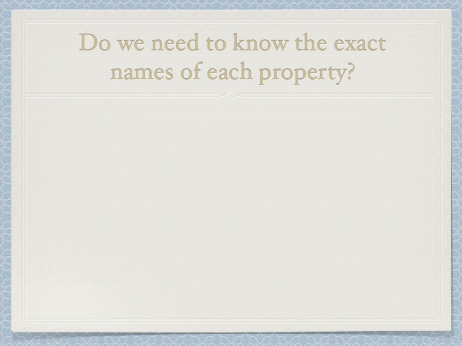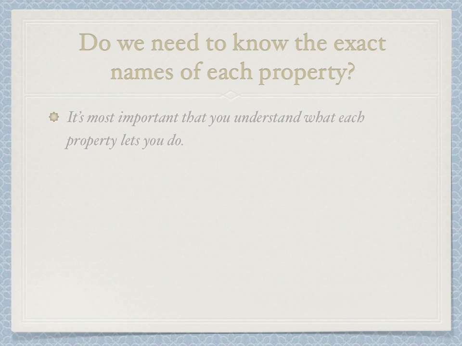A reasonable question you might be wondering is, do we need to know the exact names of each property? Because maybe floating around in your head trying to keep the identity property separate from the inverse property gets a little hard. Here's what I'll tell you about that. The most important thing is that you understand what each property lets you do. So for example, if you say to me, well, it's that property that says that if two things are equal, you can add the same thing to both sides and what you get will still be equal. That's the really important part, is understanding what each property lets you do.